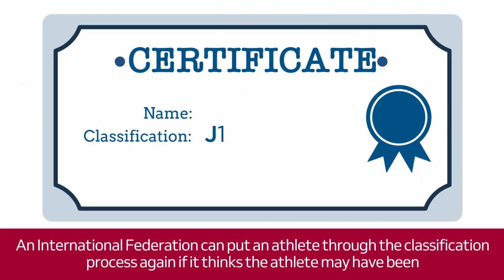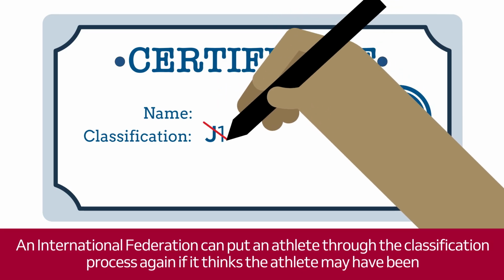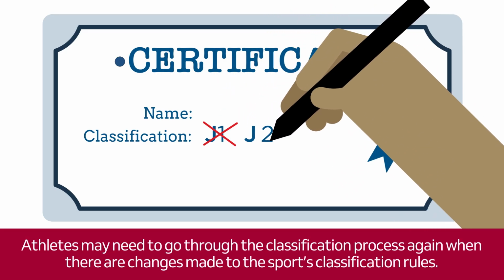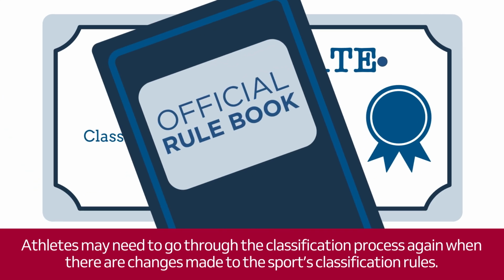An international federation can put an athlete through the classification process again if it thinks the athlete may have been given an incorrect class. Athletes may need to go through the classification process again when there are changes made to the sport's classification rules.